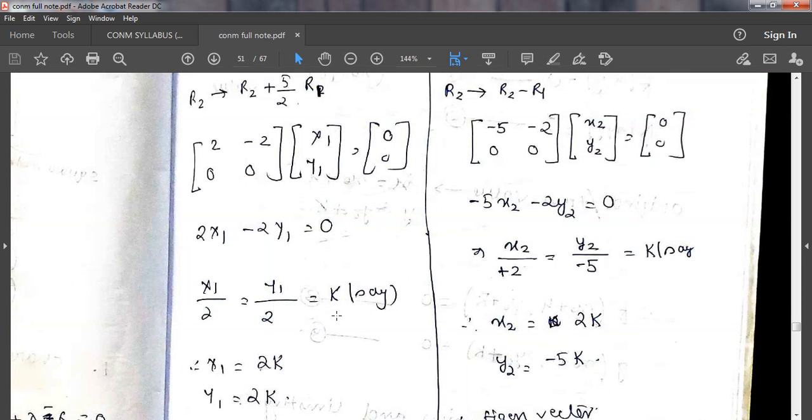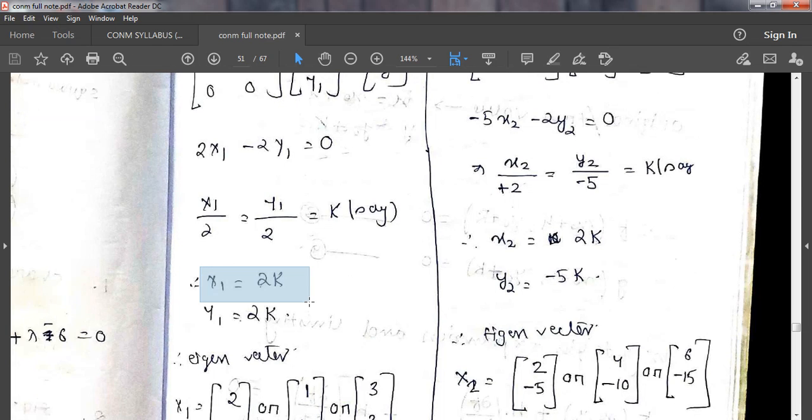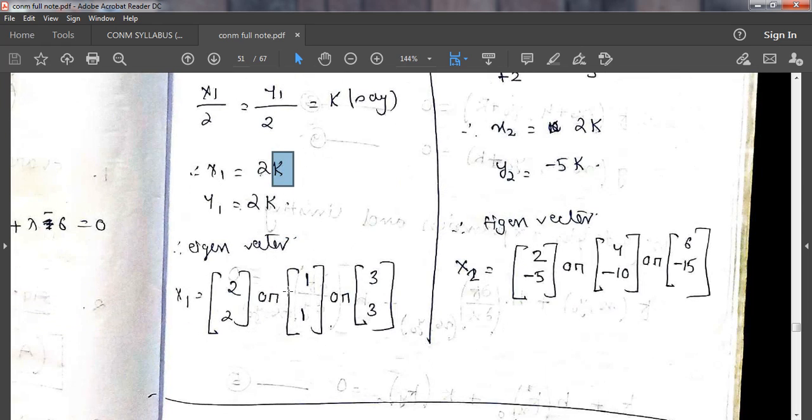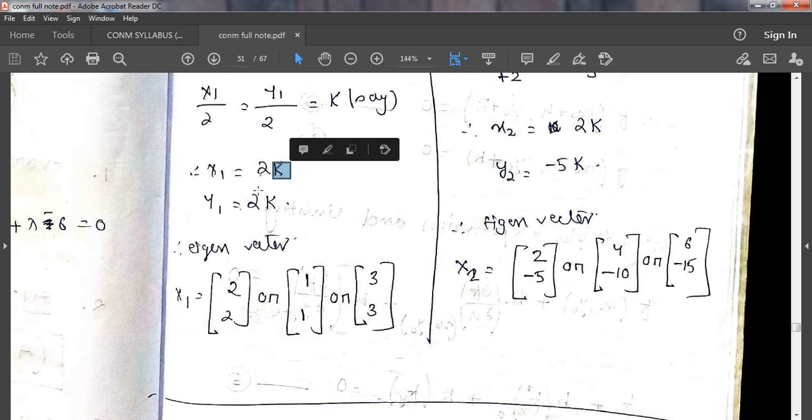So basically what is my x? My x is 2 times k, y is 2 times k. This k can be anything, it can be 1, 2, 3, 0.5, anything. Depending upon the value of k, you can have multiple scaled eigenvectors. It can be multiplication or division. If I put k as 1, then x becomes 2, y becomes 2. If I put k as half, then my x becomes 1, y becomes 1.